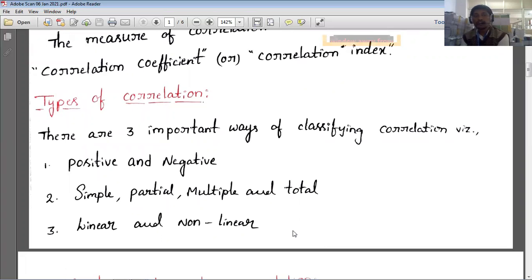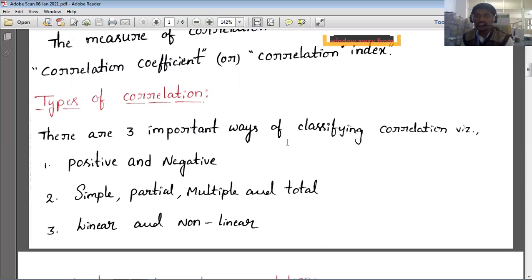So what is meant by positive correlation? We are talking about correlation between two variables, right? Positive correlation means both are going in the same direction, the positive direction. For example, if you take height and weight, both go the same way. So when both move equally together, we'll say that is the positive direction.